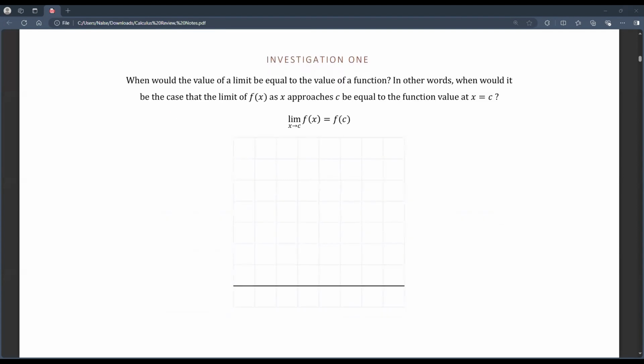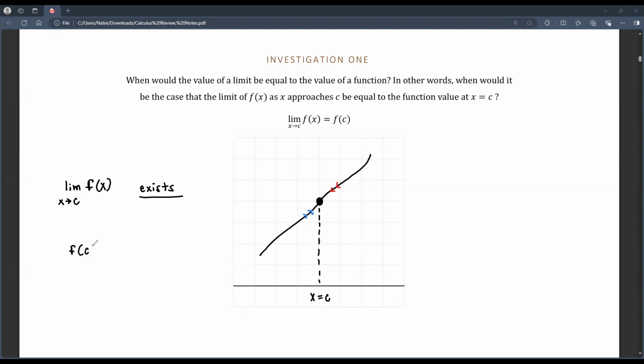When would the value of a limit be equal to the value of a function? In other words, when would it be the case that the limit of f of x, as x approaches c, be equal to the actual function value at x equals c? Well, for the limit to equal a particular value, the limit must exist. This is a good starting place. Next, the function has to be defined at the very same value that the limit approaches. The defined point cannot be any higher or lower than where the path of the function is headed.